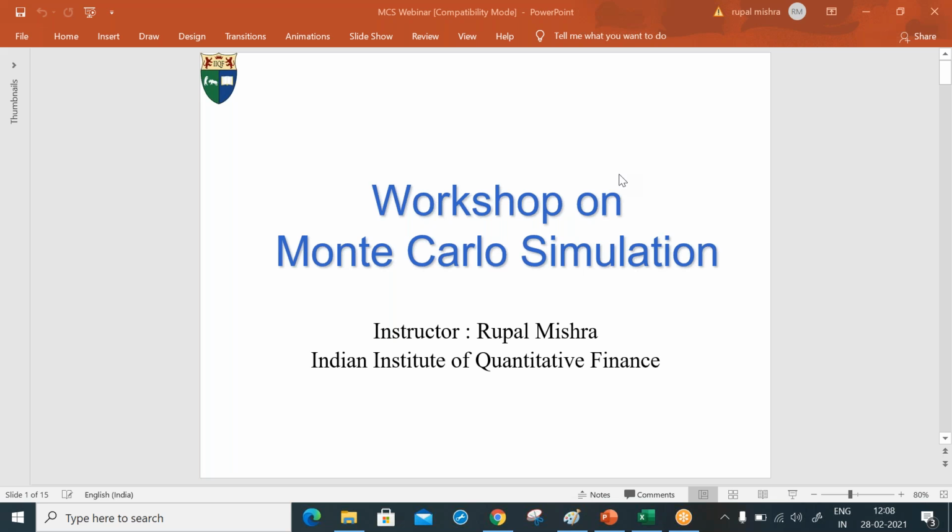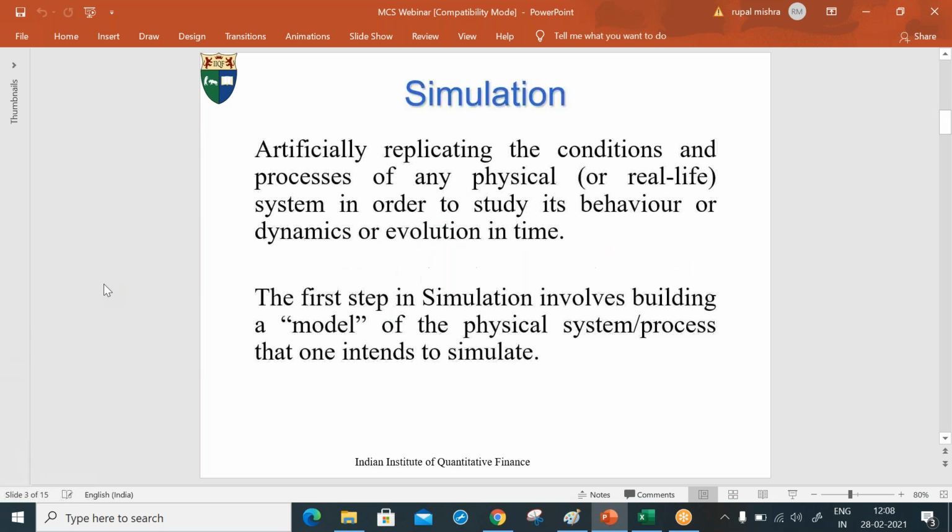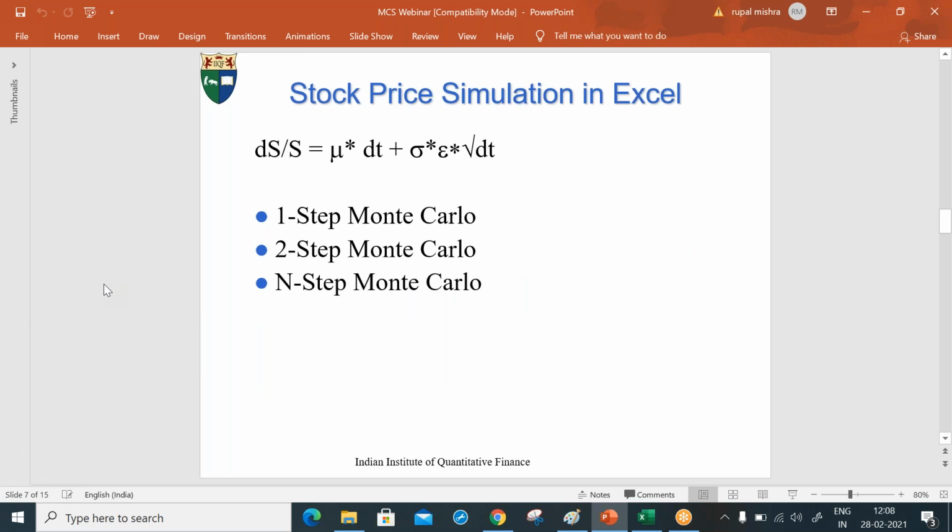Then we of course saw the stock price simulation. We saw that this is the basic equation of stock price simulation. It can be one step, two step, n step. So when we say it can be one step, two step, or n step, I think what we did yesterday was we took 4 steps in each day and a total of 22 days. So effectively, we will call it almost 88 steps in between, right?